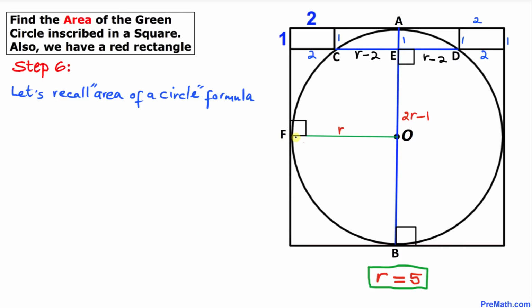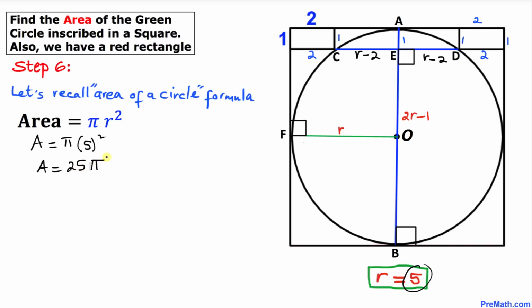And here is our final step. Let's recall the area of a circle formula. And here's the area of a circle formula: A equals pi R squared. And we know R in our case is 5. Let's go ahead and fill in the blanks. So area equals pi times 5 squared. So that means A turns out to be 25 pi.